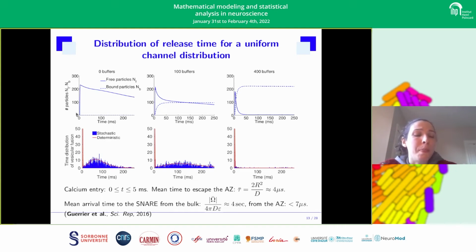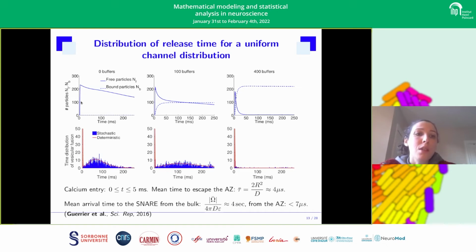Okay, so then you do the simulations and you can observe the distribution of release time for uniform channel distribution. What you can see is that I did different simulations for different numbers of buffers that bind the calcium, so for a different shape of the calcium impulse curve. And what we could see is that this calcium shape is actually triggering the vesicular fusion.